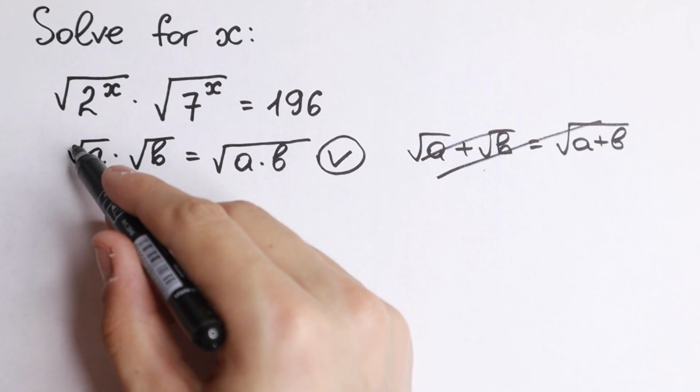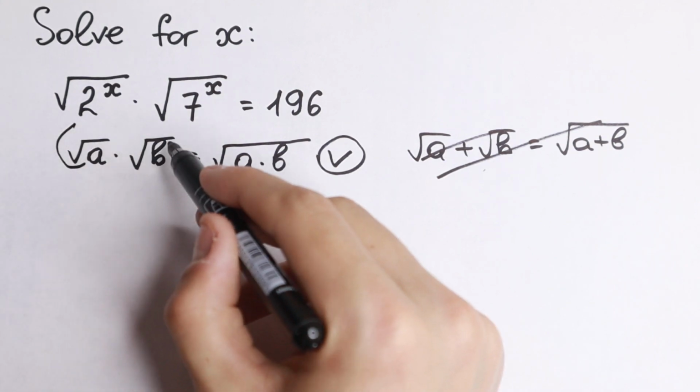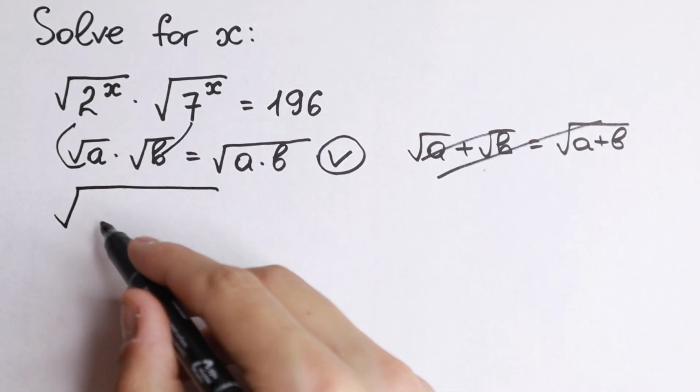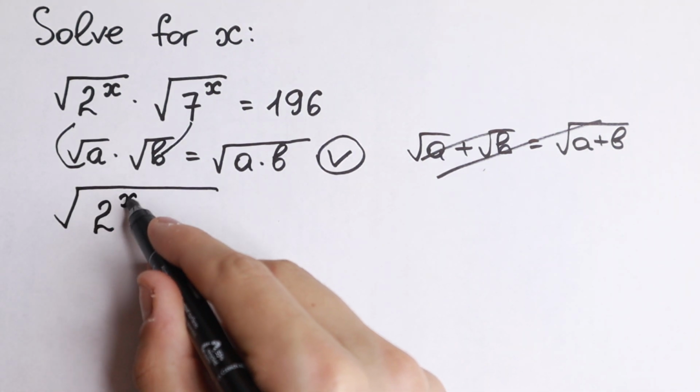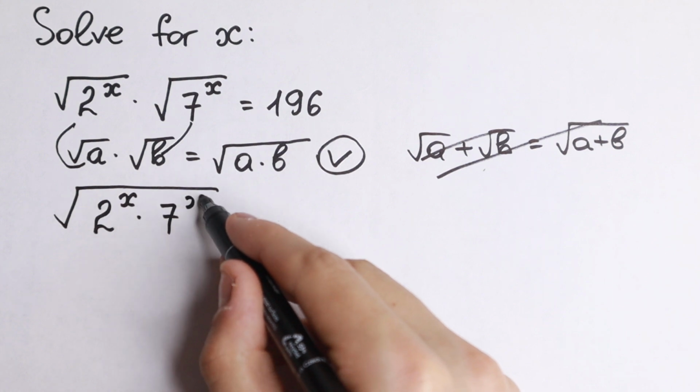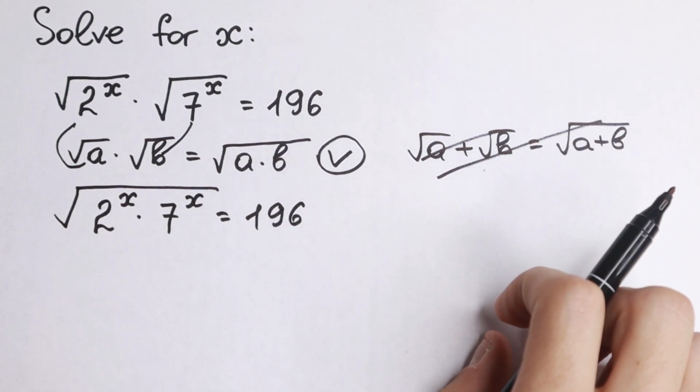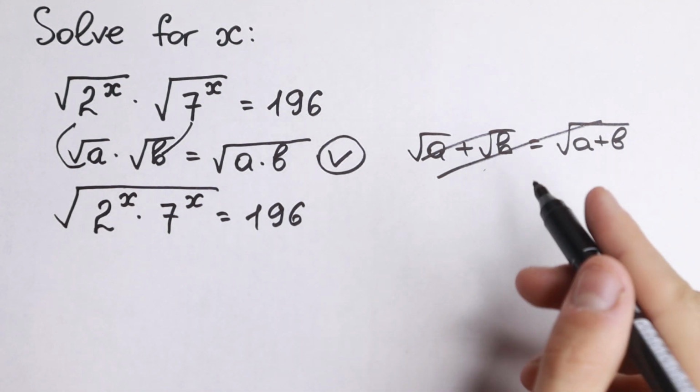So let's use this rule, a equal to 2 to the x, b equal to 7 to the x. Let's use this rule. We will have one common square root sign, 2 to the x times 7 to the x equal to 196. So what we're going to do next? Let's learn the next rule right here.